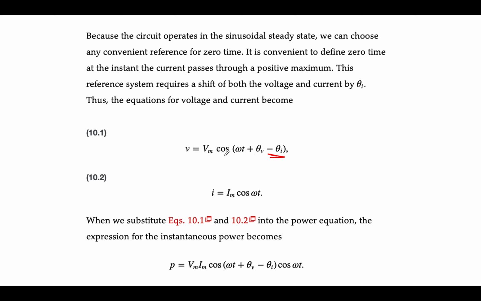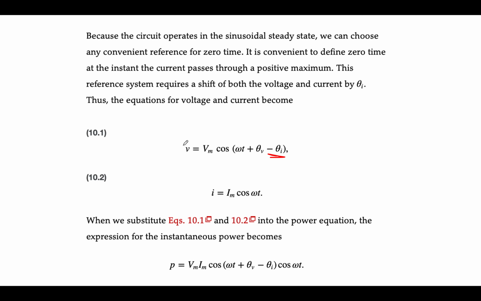So all we really did here is shift the t equals 0 axis, the time axis, to where the current has 0 phase angle. And now the phase angle on the voltage is the difference between the original phase angle on the voltage and the phase angle on the current, because we basically shifted both of them by minus theta I. This is just going to make the trig a little bit easier.